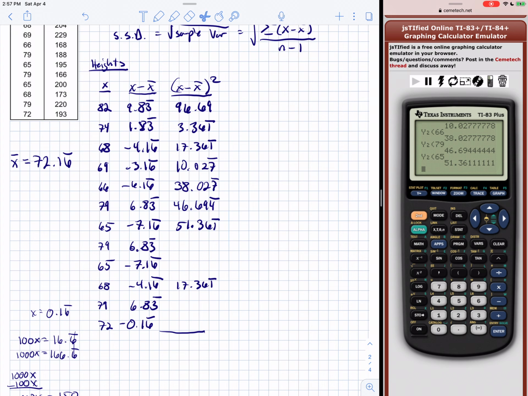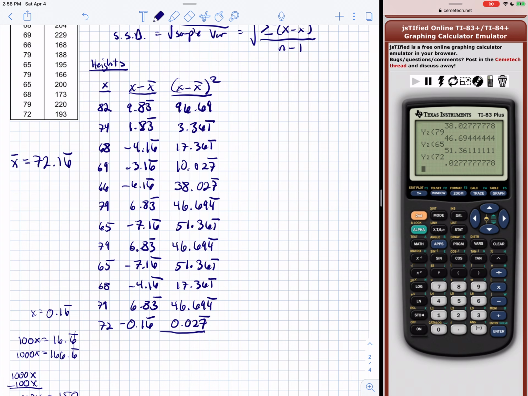So that one occurs a couple of times. Let's just go ahead and copy both of these. So the 51 goes with the 65 right here. 79 goes here. That's another 79. 72. Did we do that one? And then let's go ahead and do 72, 0.027. Okay.